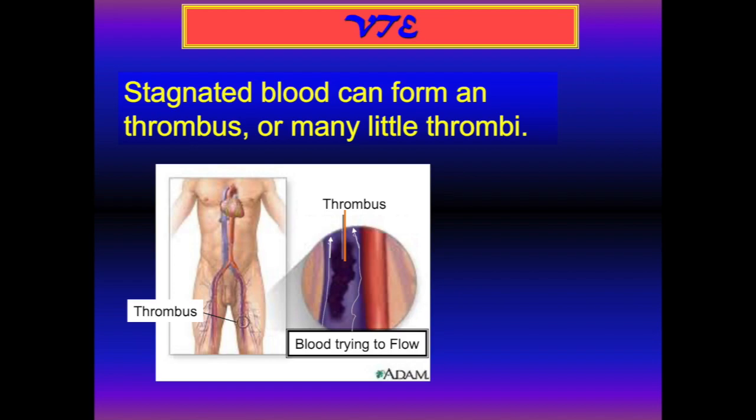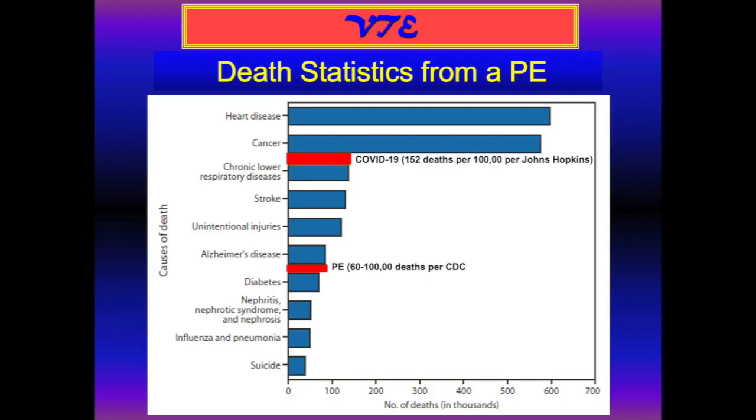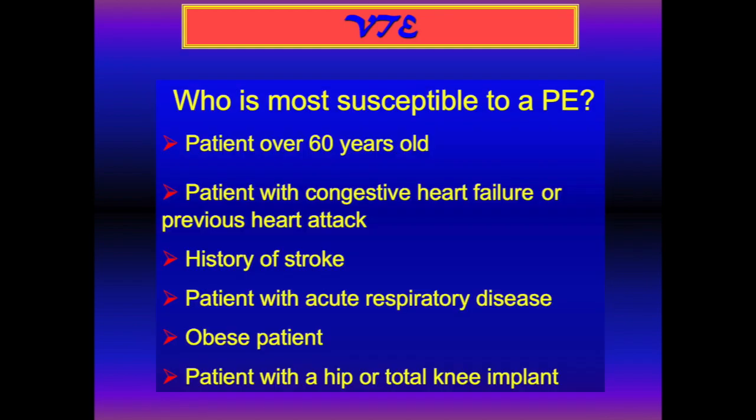It's either a clot, which is also called a thrombus, or a moving clot, which is an embolus. So the embolus will eventually reach the lungs, going through smaller and smaller blood vessels until it lodges, and the patient develops a pulmonary embolus, or PE, which is life-threatening. And we saw that this can be one of the major causes of death in the patient. So who's susceptible to a pulmonary embolus, a PE? Patients over 60.